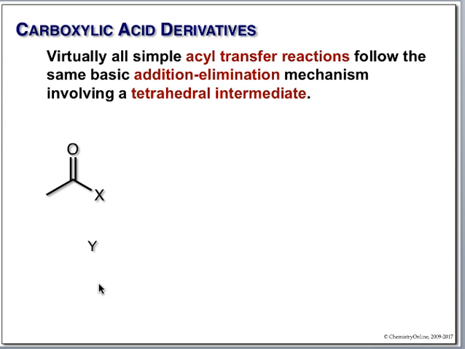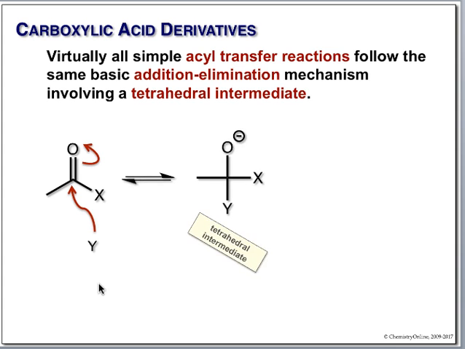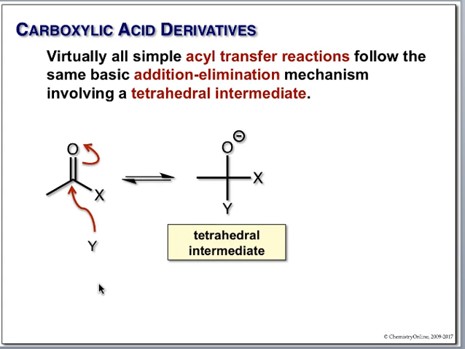When I speak of acyl transfer, what I'm talking about is a carbonyl, some sort of carbon stuff on this side, and an X group. Could be anything. Okay, it's an X group. And we have a nucleophile that we'll call Y. And what's going to happen is this is going to attack the carbonyl, and it's going to form a tetrahedral intermediate.